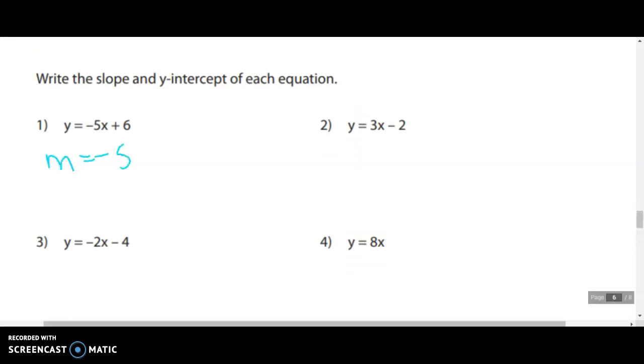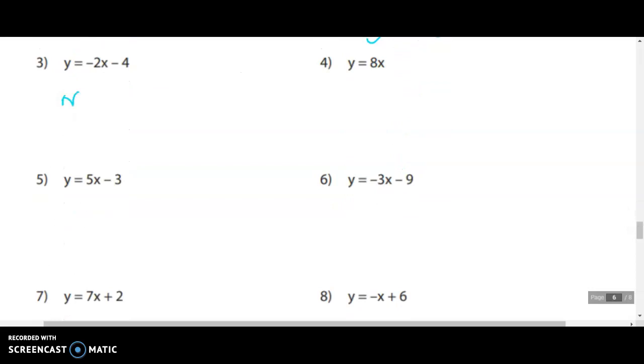Okay, so identify the slope and y-intercept for each. M equals negative 5, b equals positive 6. Here, m equals 3. It's got a slope of 3, a y-intercept of negative 2. Here, we have a slope of negative 2, a y-intercept of negative 4.